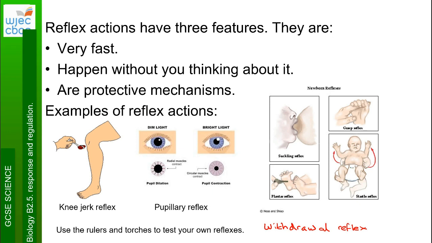Okay, so as we said last lesson, an effector would be a muscle or a gland. In most of the examples we've looked at here, the effector would be a muscle. So in the knee-jerk response, it would be the muscle in your leg. In the pupillary reflex, it will be muscles within the eye that are causing the response to happen.